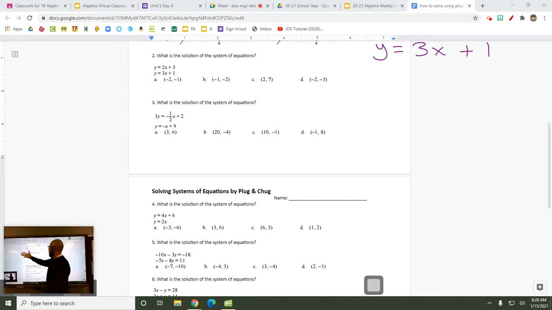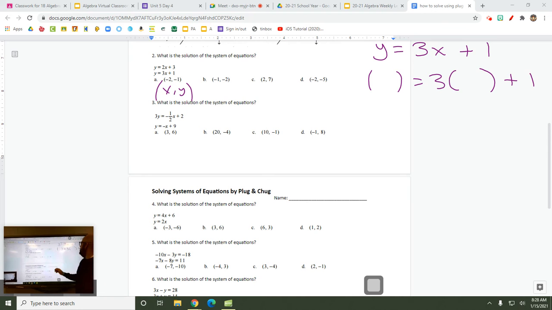So again, let's just start with A. I know I have X and Y, so I'm going to use parentheses to show substitution. My Y value is -1 and my X value is -2. And we're going to solve, and both sides should equal each other.